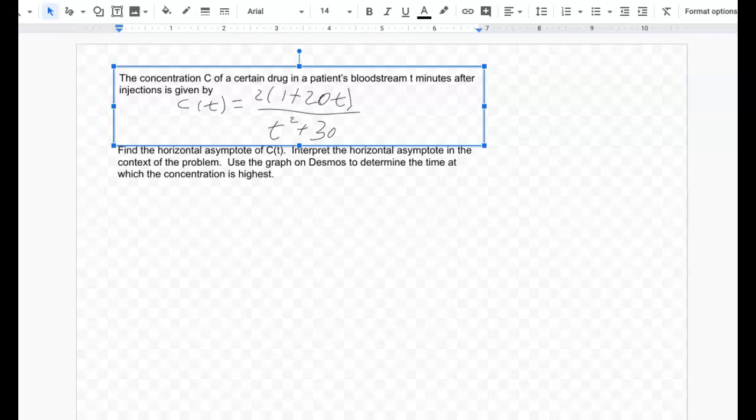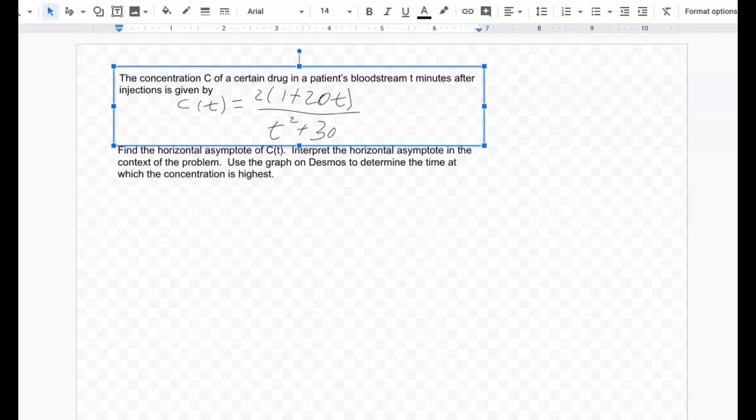Hi everybody, I wanted to look at an application from section 3.5, and the problem we're going to look at is the concentration C of a certain drug in a patient's bloodstream t minutes after injection is given by C(t) = 2(1 + 20t) / (t^2 + 30). We want to find the horizontal asymptote of C(t) and then interpret the horizontal asymptote in the context of the problem. We'll then use Desmos to determine the time at which the concentration is highest.